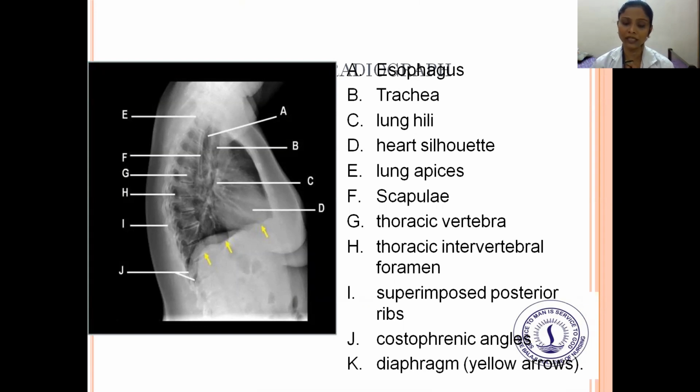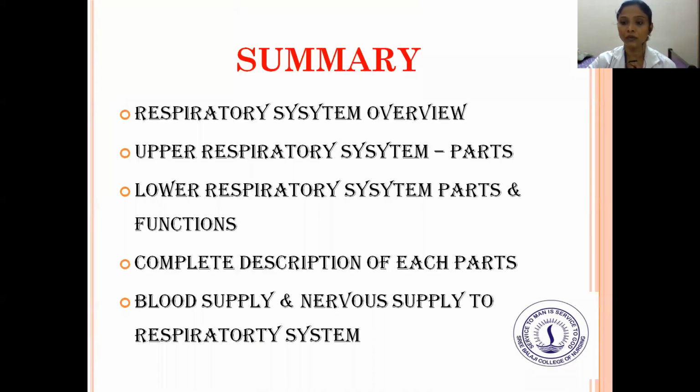So here you can see A is the esophagus, B is the trachea, C is the lung, D is the heart, E is the lung apex, F is the scapula, G is the thoracic vertebra, H is the thoracic intervertebral foramen, and superimposed posterior ribs, costophrenic angles, and diaphragm, that is shown in yellow arrows. So this finishes our respiratory system. Hope you all understood my class.